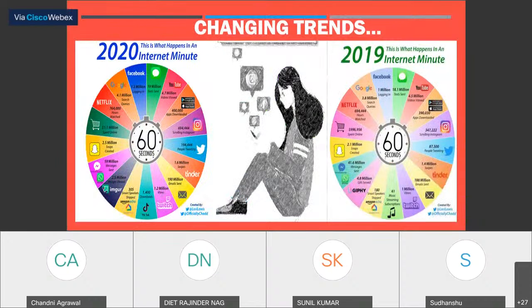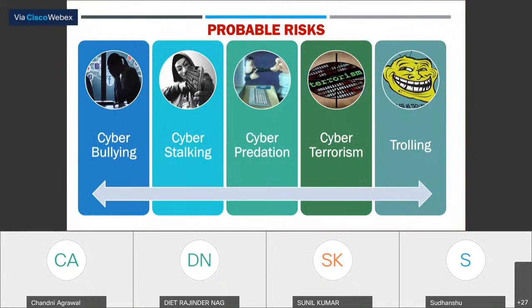So if we talk about the changing trends, this is what happens. Every minute, the scenario is changing, and during the lockdown, the watch hours of Netflix tremendously increased, and most of the content seen was pornography, especially child pornography, which gives us a kind of alarming state. And other things, social media, tweets, everything increased during these days because the entire world has become online. So these are the probable risks.